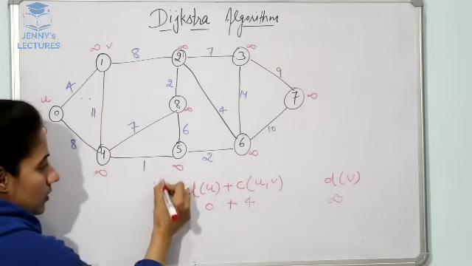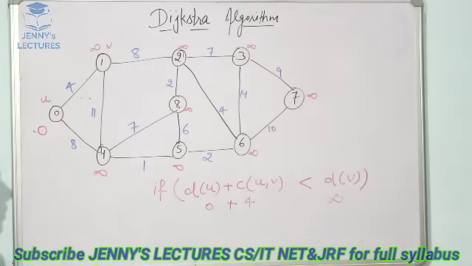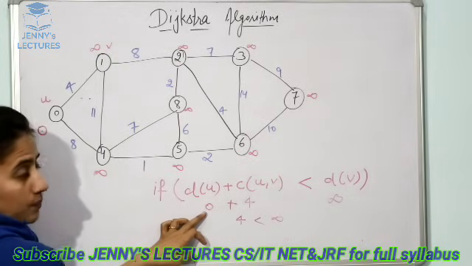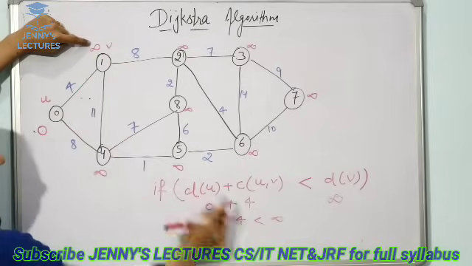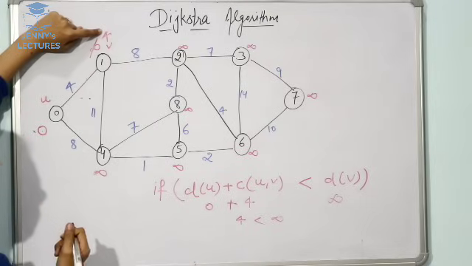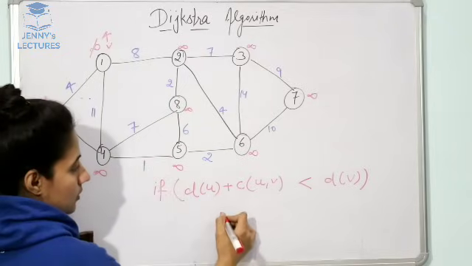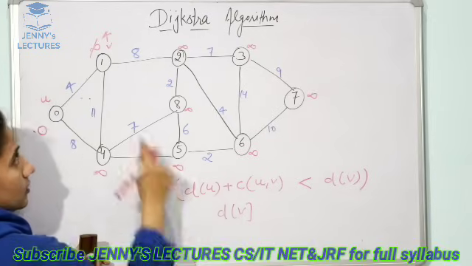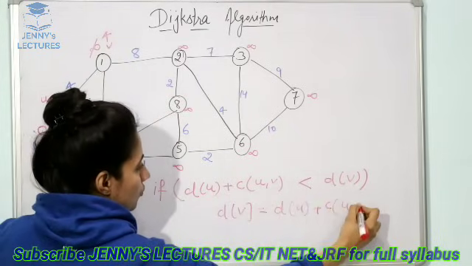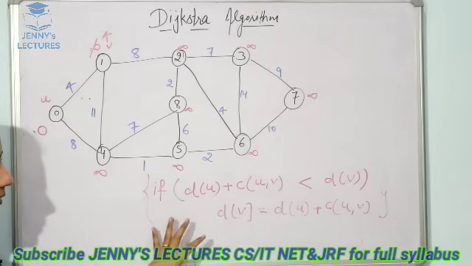So the formula is, if distance of u plus cost of u to v is less than d of v, in that case what happens? In this case 0 plus 4 is 4 and 4 is less than infinity. So we will update this infinity to 4. We will change this infinity and write here 4, because 4 is less than infinity. Obviously we are calculating the shortest distance. So if this is true, then distance of v is changed, and distance of v becomes distance of u plus cost of u to v. This is the main formula to calculate the shortest distance.